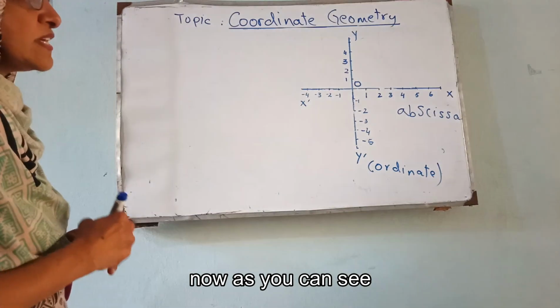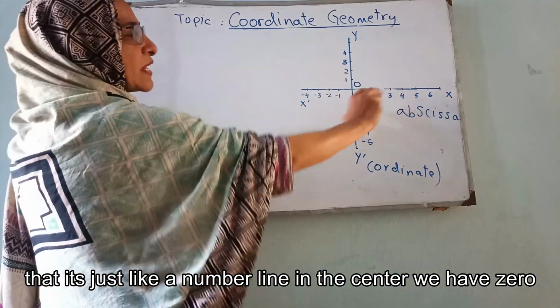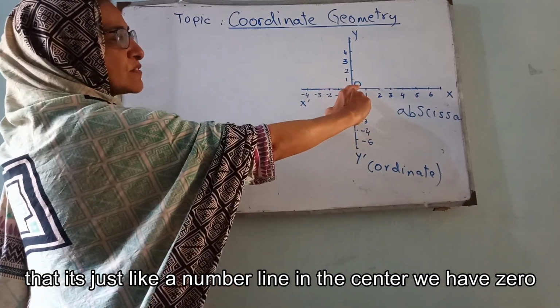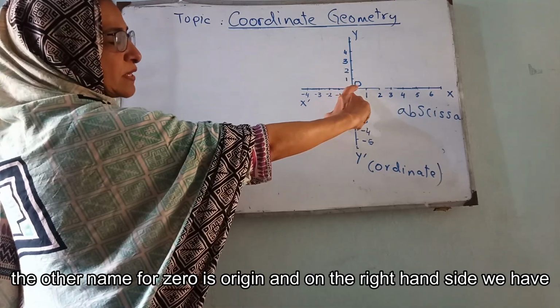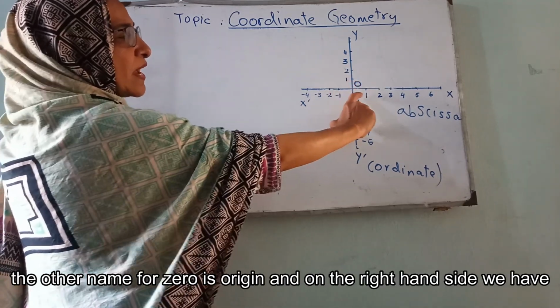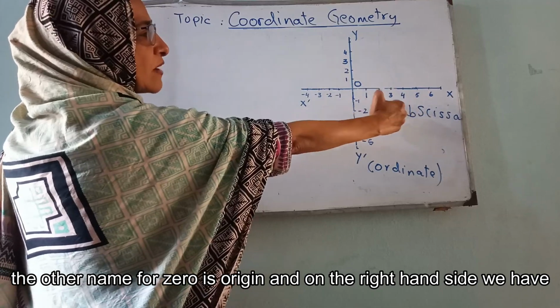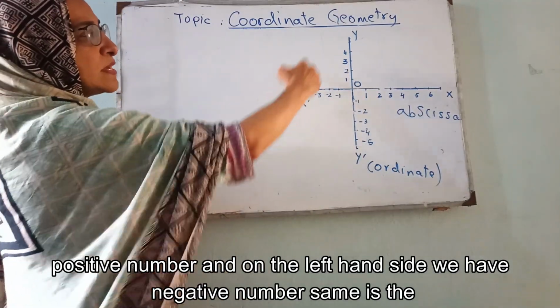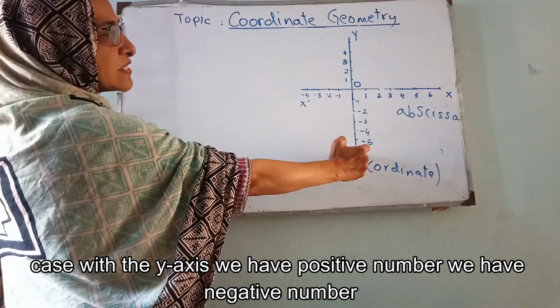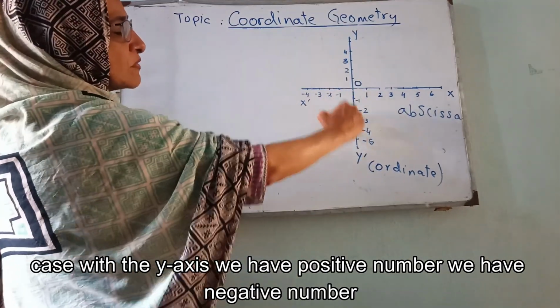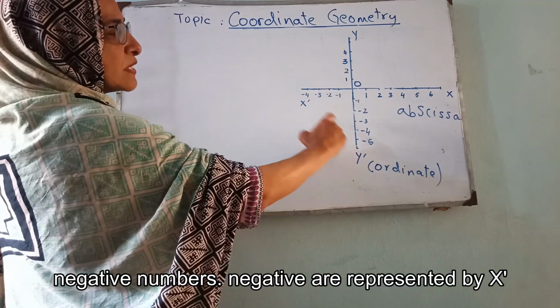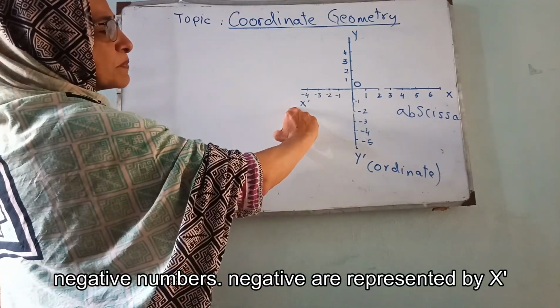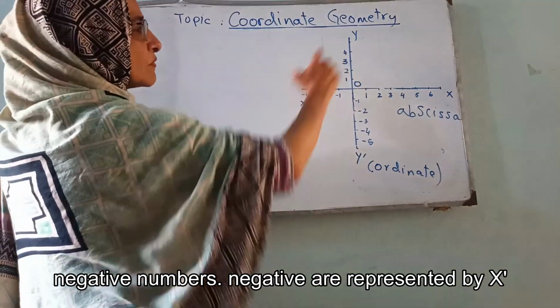Now as you can see, it's just like a number line. In the center we have 0, 0, and the other name for 0 is the origin. On the right hand side we have positive numbers, on the left hand side we have negative numbers. Same is the case with the y-axis. We have positive numbers, we have negative numbers. The negative ones are represented by x dash, right?